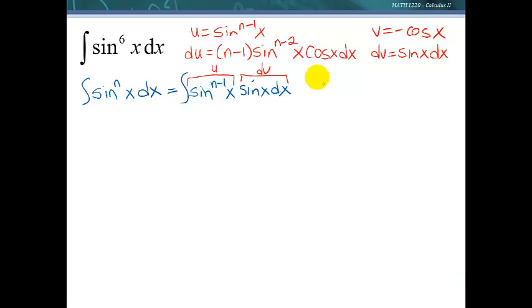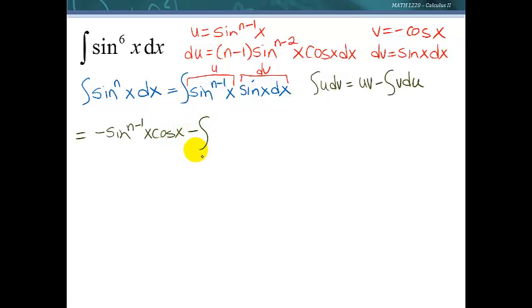Now recall our integration by parts formula said if you have the integral of u dv, that equals uv minus the integral of v du. So let's go ahead and apply that here. So we have uv, so we're going to have negative sine to the n minus 1 x cosine x minus the integral of v, negative, and it's going to be multiplied by du. So we have this negative cosine x multiplied by this, so that's going to be n minus 1 sine to the n minus 2 x, and we've got two different cosine functions, so cosine squared dx.